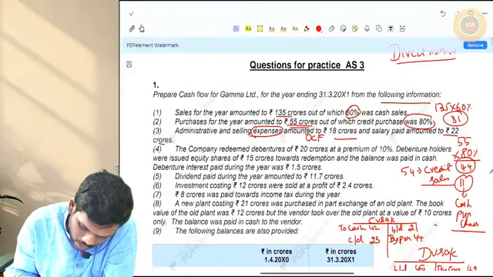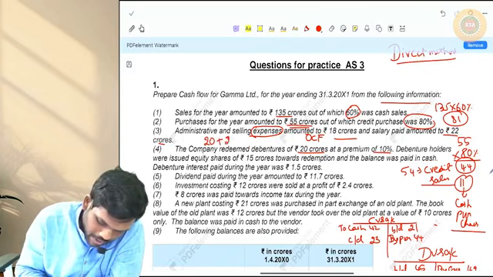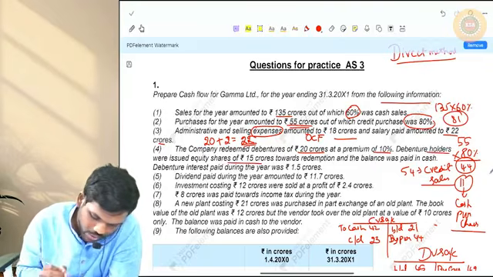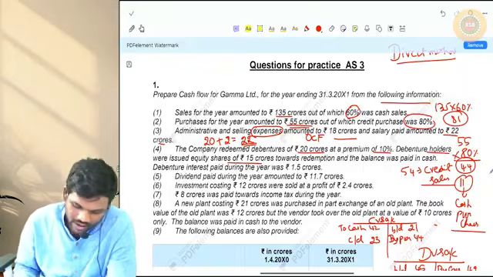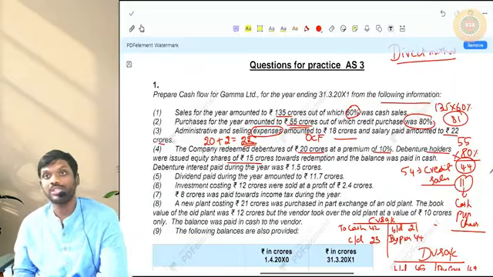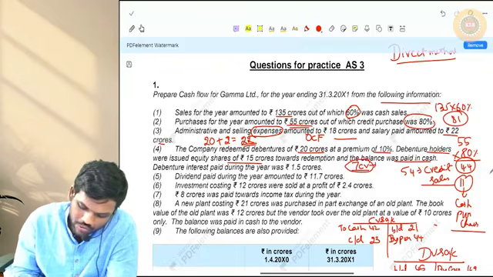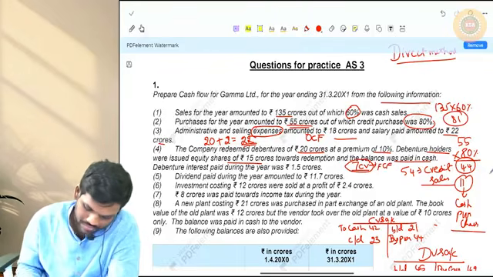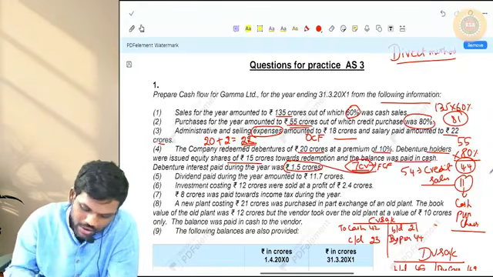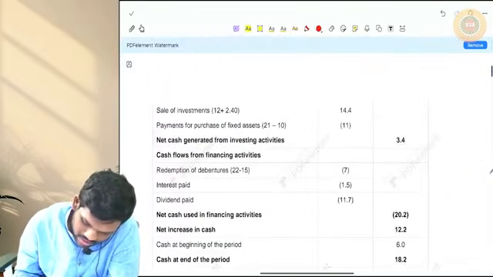The company redeemed 20 crores debentures at a premium of 10%. That means 20 plus 10% premium 2, they would have totally redeemed it for 22 crores. Debenture holders were issued equity shares out of this 22 crores which they had to settle. 15 crores they issued in the form of equity shares. And the balance 7 crores only was paid in cash. So this 7 crores that was paid in cash will come as a part of financing cash outflow. And whatever 1.5 crores debenture interest you paid, that also will come as a part of financing cash outflow. If you see under financing activities, 7, 1.5.